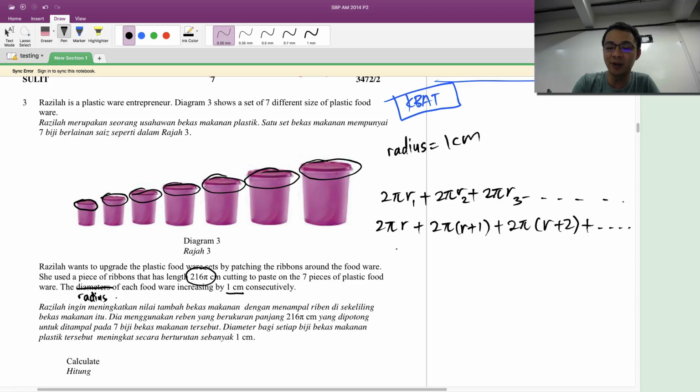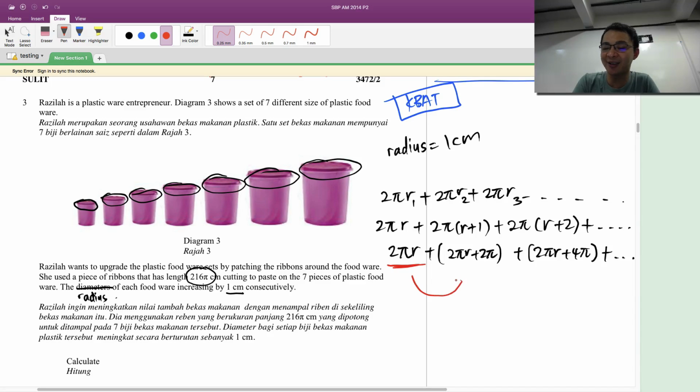So I call this one 2 pi r, this one is 2 pi r plus 2 pi, and the next one is 2 pi r plus 4 pi, and then plus and so on. Then you find out something. From the first term, T1, to the second term, T2, you find out it is increasing by 2 pi.